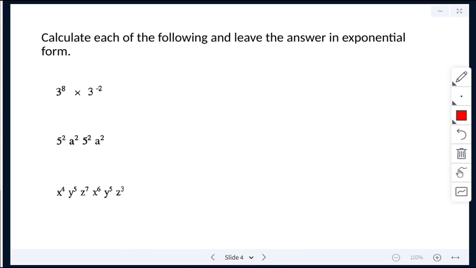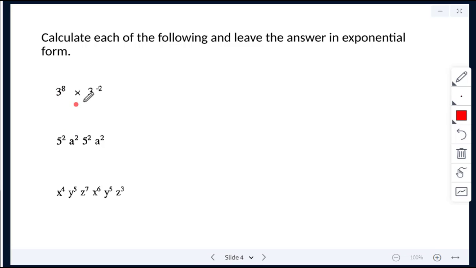All right, here are some more examples of multiplication. So again, read the question carefully. So it does say here, calculate each of the following and leave the answer in exponential form. Okay, so we have the first one, 3 to the power of 8, and it's being multiplied by 3 to the power of negative 2.